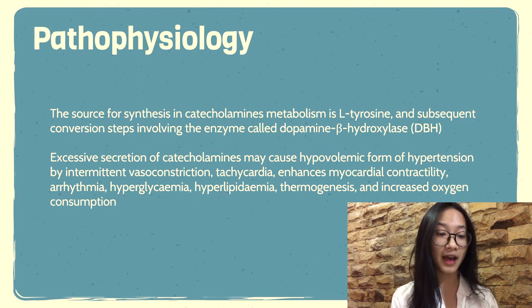The condition with highly elevated plasma catecholamine levels, overexpressive and uncontrolled secretion because of a large number of stimuli, can cause an influence on the cardiovascular system and systemic effects such as a hypovolemic form of hypertension, tachycardia, enhanced myocardial contractility, arrhythmia, and other causes like hyperglycemia, hyperlipidemia, and increased oxygen consumption.